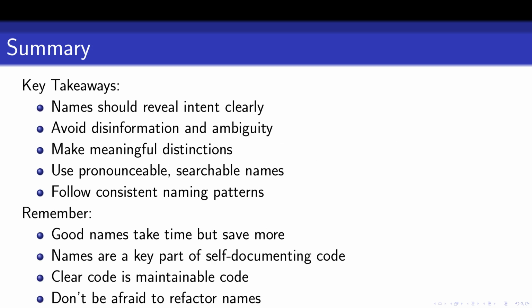So here's the takeaway. Good names reveal intent, banish ambiguity, and make distinctions that matter. They're pronounceable, searchable, and free of outdated encodings. They take effort up front, but save you way more time down the road by making your code self-documenting and maintainable. Don't shy away from refactoring names. It's a small price for huge gains.